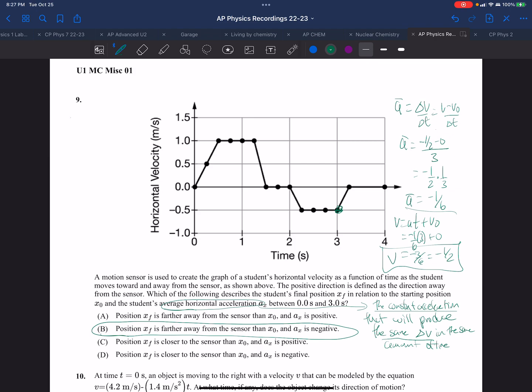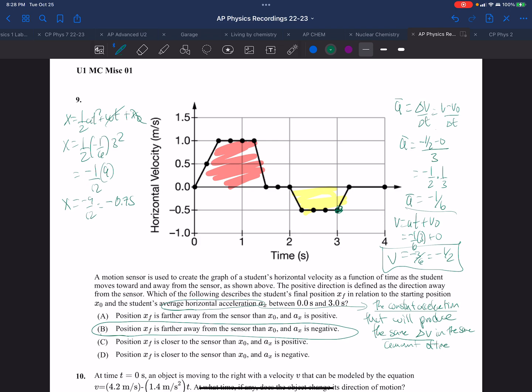However, if we use that acceleration, initial velocity of 0, initial position of 0, we have 1/2 times minus 1/6 times 3 squared. We get minus 1/12 times 9, which is minus 9/12, which is minus 0.75. But we know that is impossible because this positive area is larger than this negative area. So the displacement must be positive.